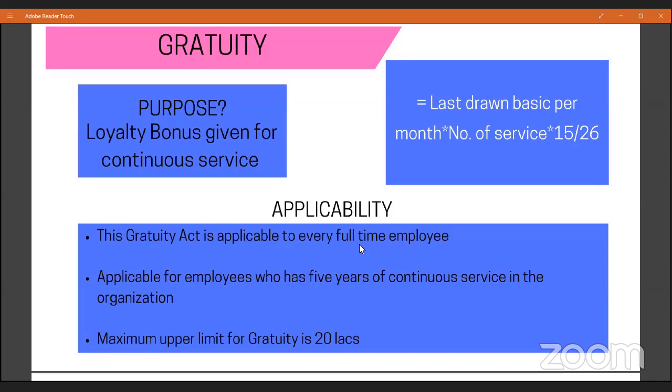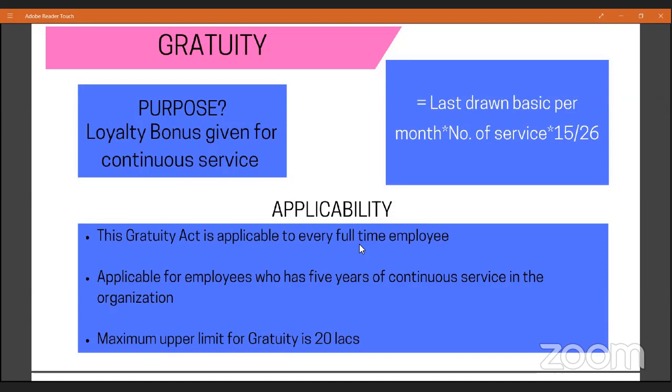Because there was a scenario where the employee had worked 4 years and 10 months, right? That was his work experience. Only in the last 2 months, he was not feeling well, or due to personal reasons, he resigned. And the company denied him the gratuity money because he had not completed 5 years.